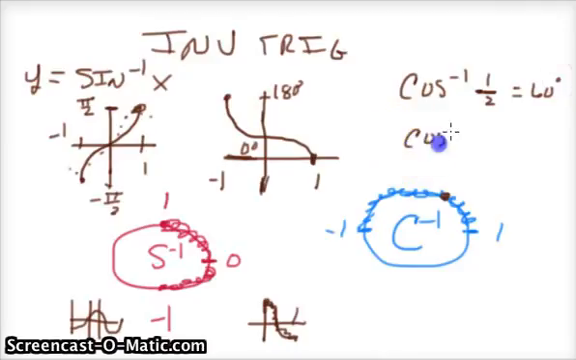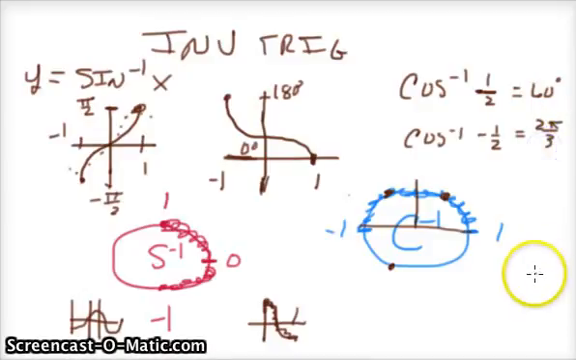Let me do one more. Inverse cosine of negative 1/2. Well, remember, cosine's negative 1/2 here and here according to the unit circle, but inverse cosine's only defined for quadrant 2 and 1. So your only angle that you could select as an answer is 2 pi over 3, or 120 degrees.